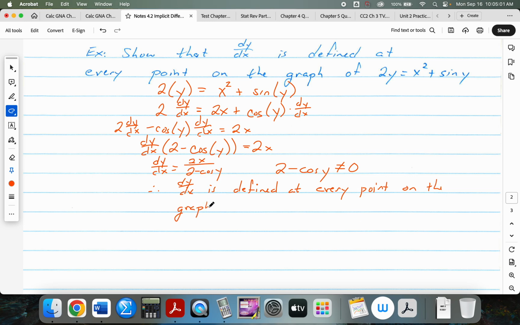And it asked me to prove this. I'm going to write out everything that it said. This is called parroting. We do it a lot in AP statistics. You're not sure what to write? Well, write what they said. This is defined at every point on the graph of 2y = x squared plus sine of y.